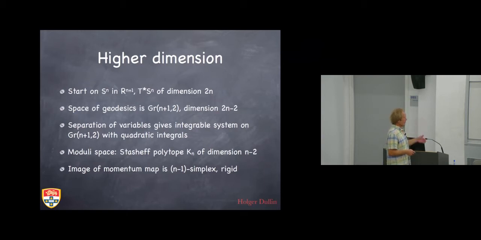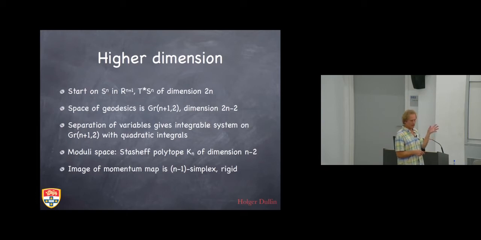Separation of variables in the same way gives integrable systems on this reduced orbit space, and so we get integrable systems on this Grassmannian. And these are integrable systems where each integral is quadratic in the momenta. And the moduli space of all of these will again be a Stasheff polytope of higher dimension. And again, this Liouville-Arnold action works in the same way.